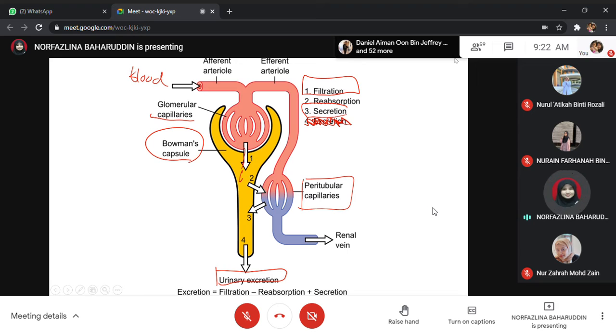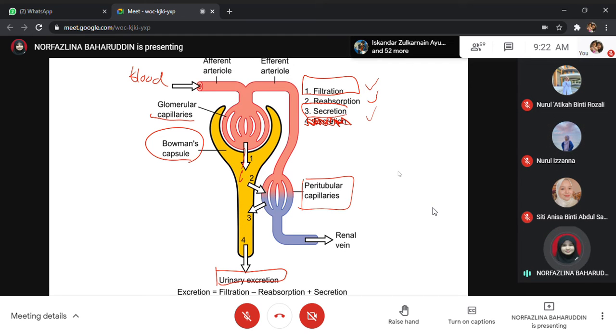So now you should understand that your nephron functions in filtration, reabsorption and secretion. Filtration by the glomerulus, reabsorption and secretion by the tubule, distal tubule and proximal convoluted tubule. Clear, everyone? Clear? Clear.